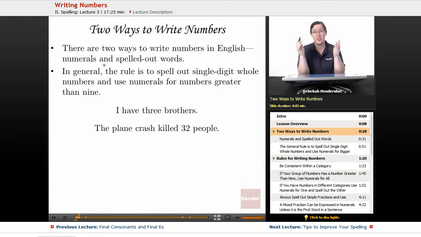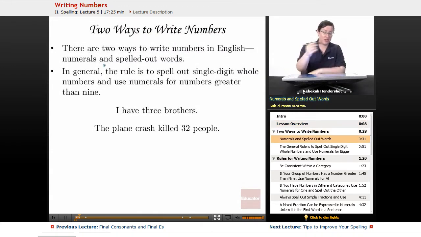There are two ways to write numbers in English. Numerals, Arabic numerals 1, 2, 3, 4, 5, and spelled out words. Now, you can get into a little bit of trouble writing numerals in the wrong place or writing spelled out words in the wrong place, because numerals in the wrong place can seem excessively informal, and spelled out words in the wrong place, frankly, can just take you too long.